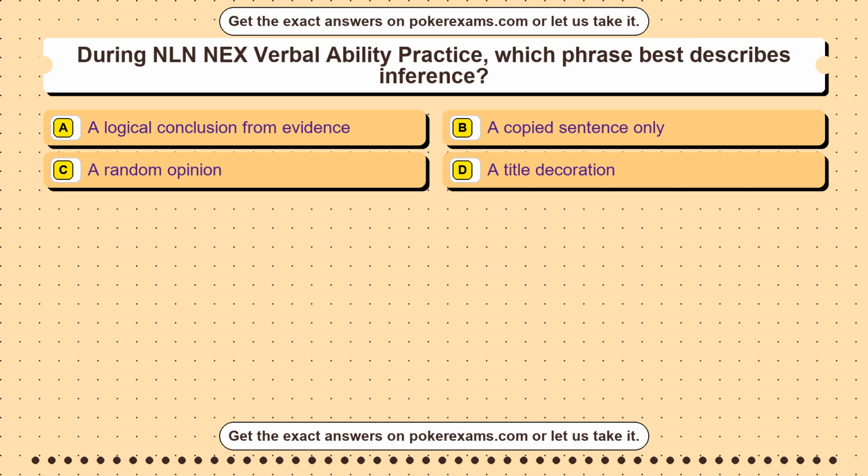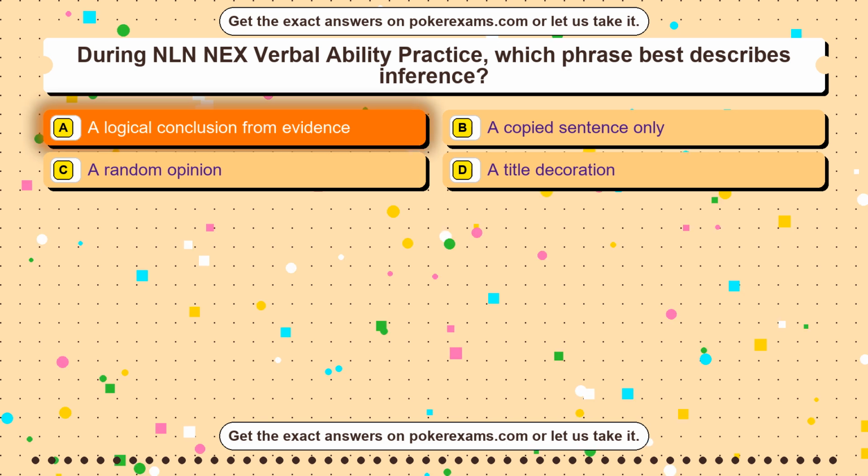Question 41. During GED statistics practice, which probability equals 1 chance out of 4? Option A, 25%. Option B, 40%. Option C, 50%. Option D, 75%. The correct answer is option A.